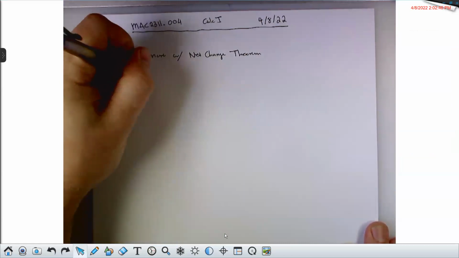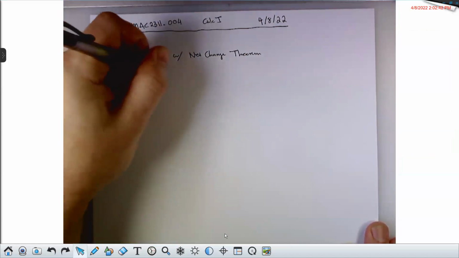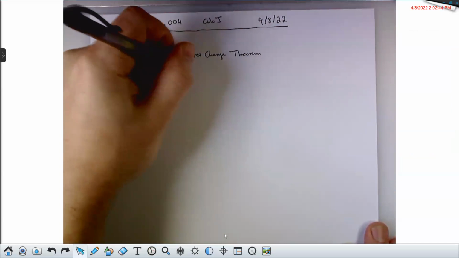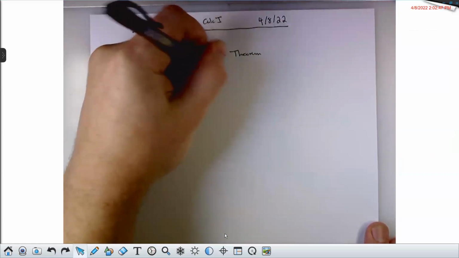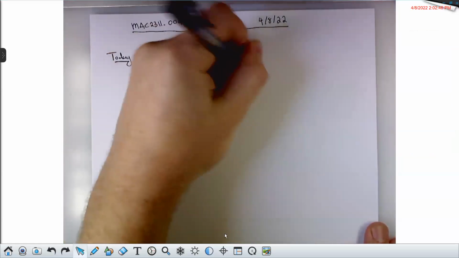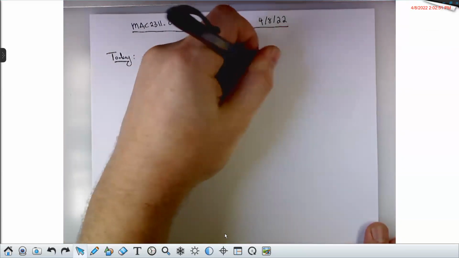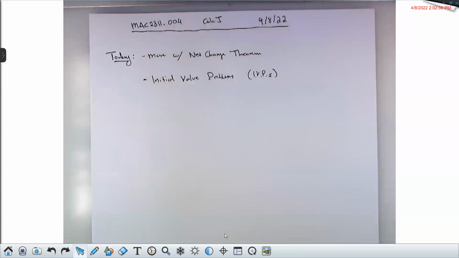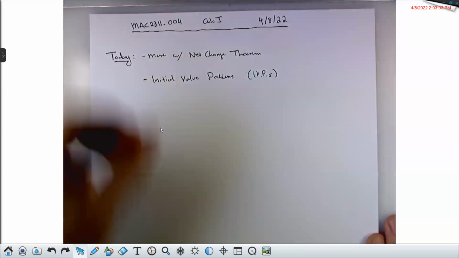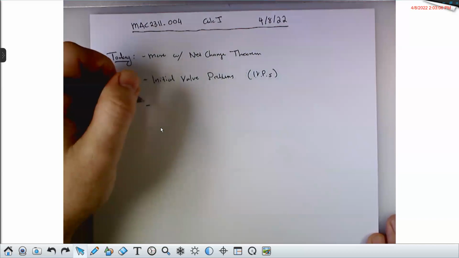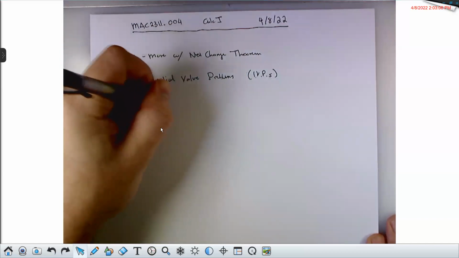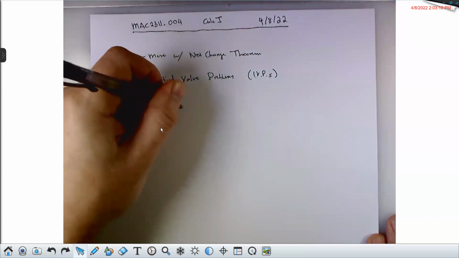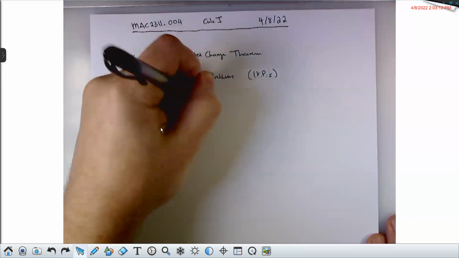I want to look at something called initial value problems, often abbreviated as IVPs. And for those of you who are going to go on to take a course in differential equations, IVPs are kind of a really good introduction. And then maybe we'll introduce the idea of U-sub.